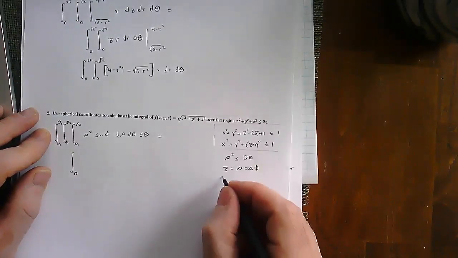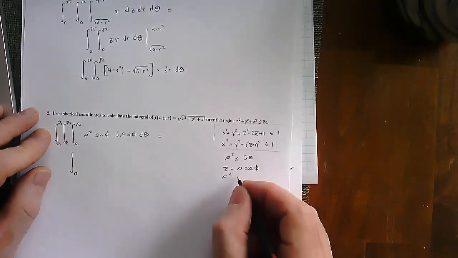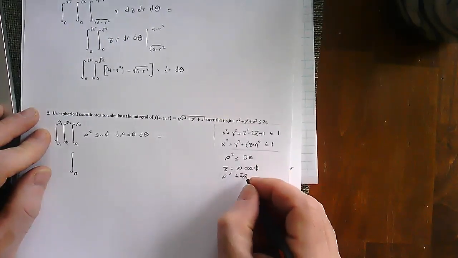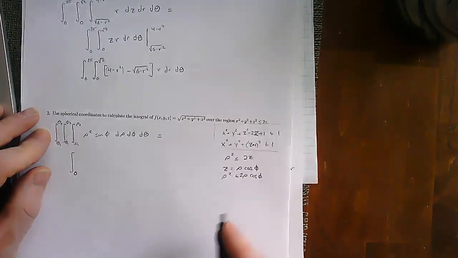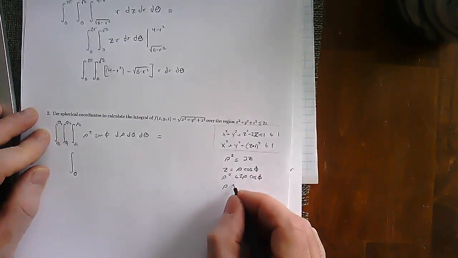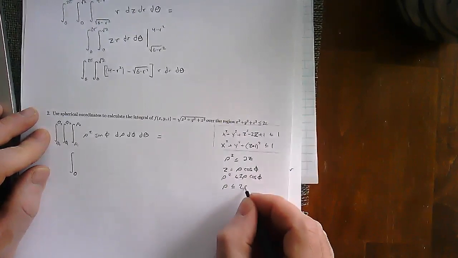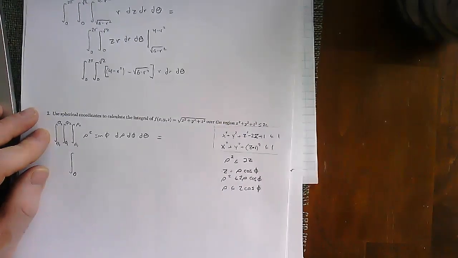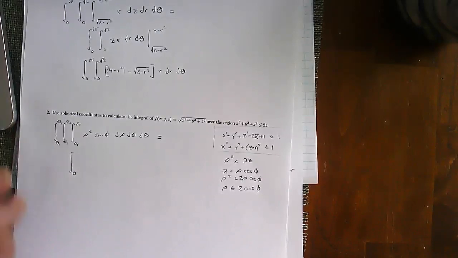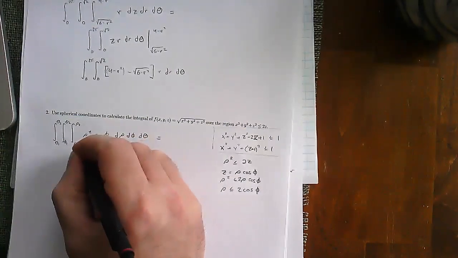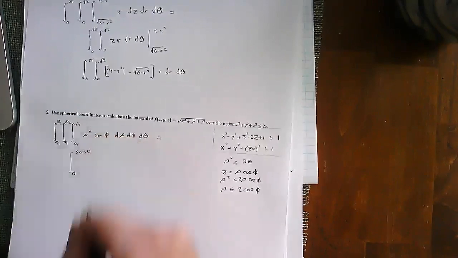And so if we substitute that into our inequality, we get that rho squared has to be less than or equal to 2 rho cosine phi. Okay, divide both sides by rho, and here's our boundary for rho. Rho has to be less than or equal to 2 cosine phi. Okay, so that then gives us a boundary on our integration here. So our lower bound for rho is 0. Our upper bound is 2 cosine phi.